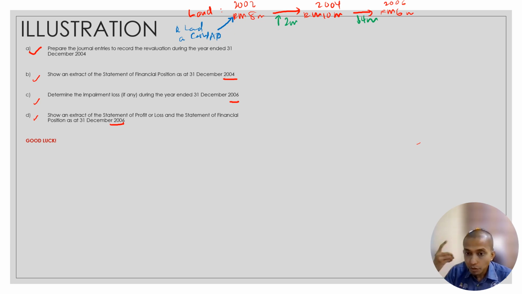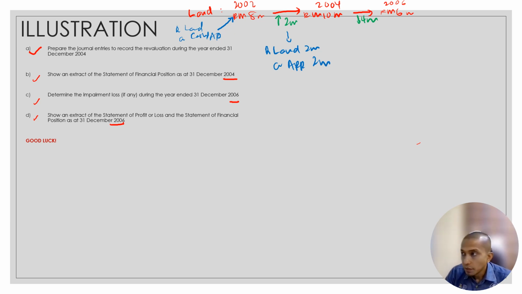Now our discussion is on the impairment part. So how to record the increase of 2 million? Easy, because now we are recording on land. Land doesn't have any depreciation, so it is easy. Land increased in value by 2 million, so we debit land, because land is an asset. The credit, when it is increased, is ARR, asset revaluation reserve, by 2 million.